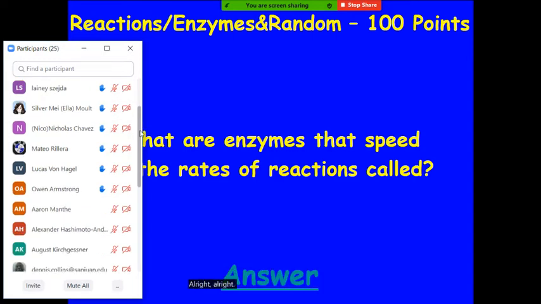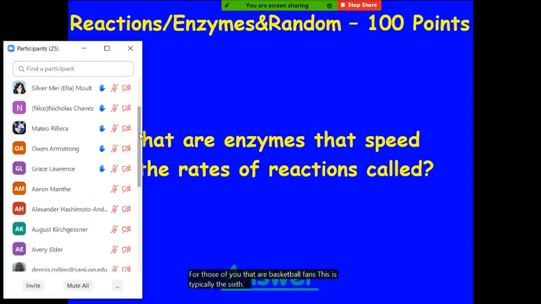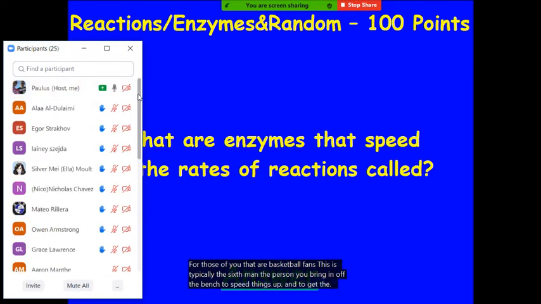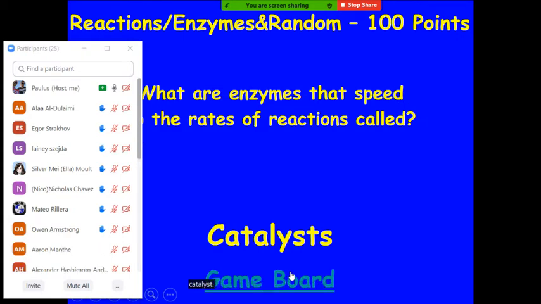All right. Speed up the rates of reactions. For those of you that are basketball fans, this is typically the sixth man, the person you bring in off the bench to speed things up and to get the offense going again. Of course, these special enzymes are called catalysts.